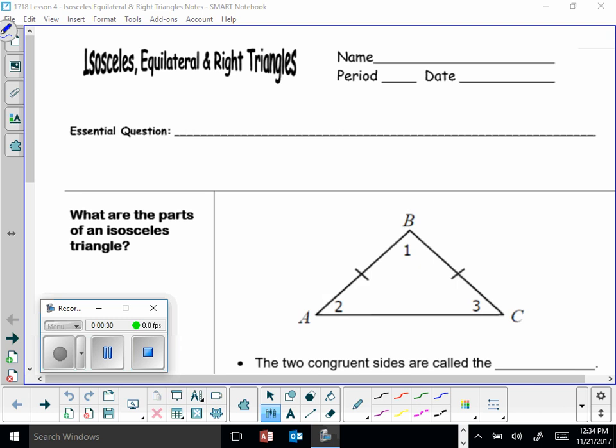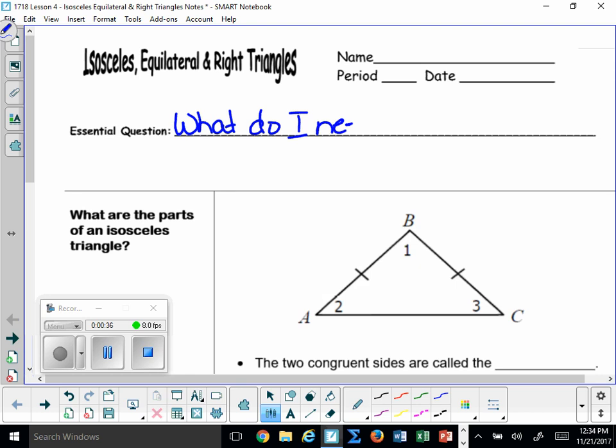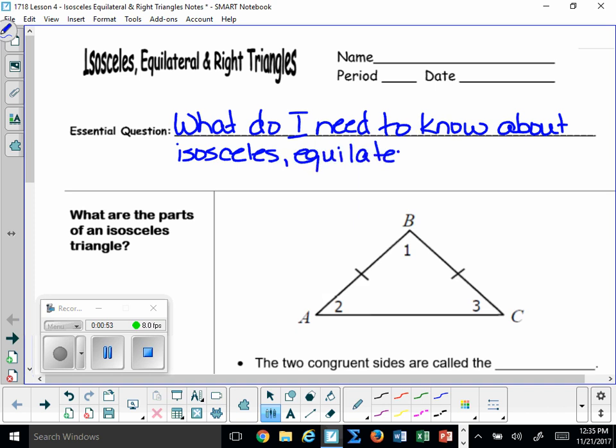So what do I need to know about isosceles, equilateral, and right triangles?